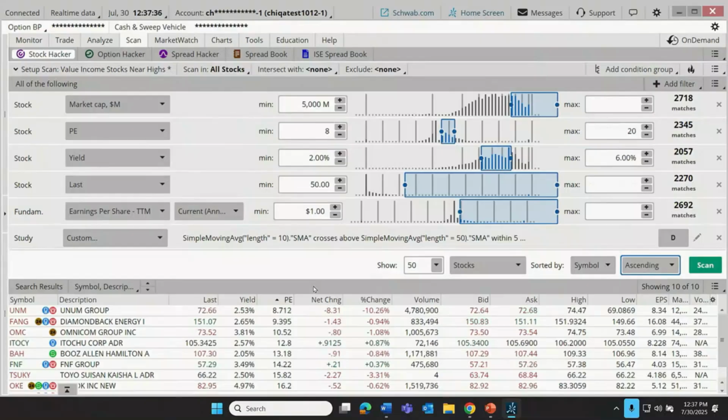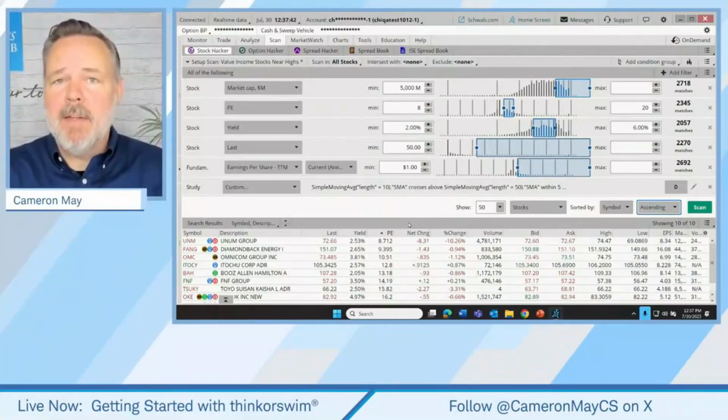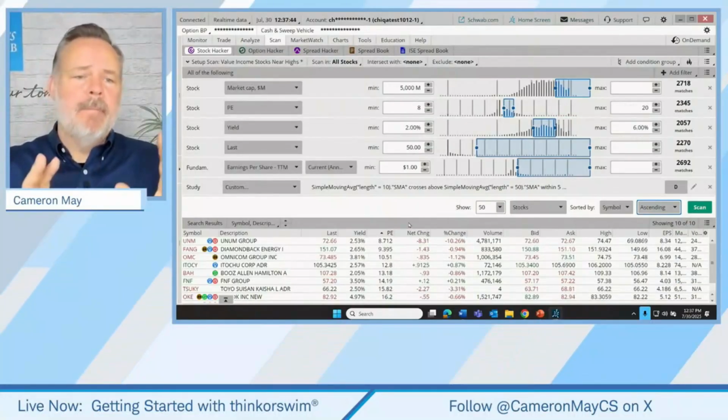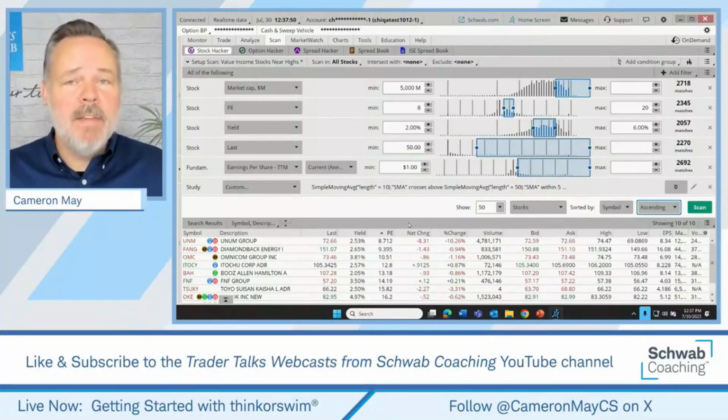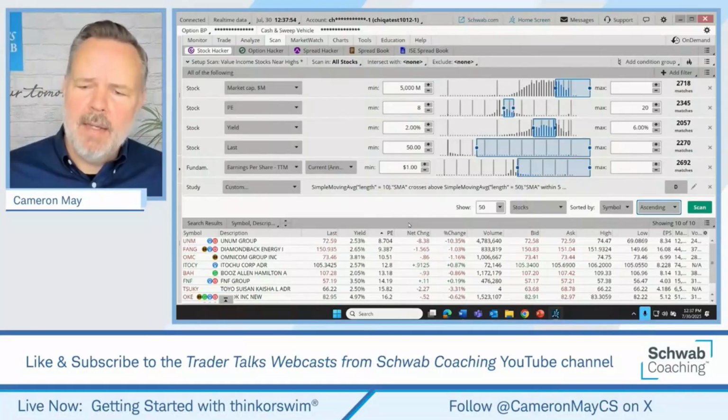All right, guys, we've actually accomplished everything that I set out to do today. We've gone left to right, top to bottom, built a custom search, or built a custom scan, including using the custom feature within the scan tool. I hope this has been helpful to you. We'll continue in this lesson series next week.